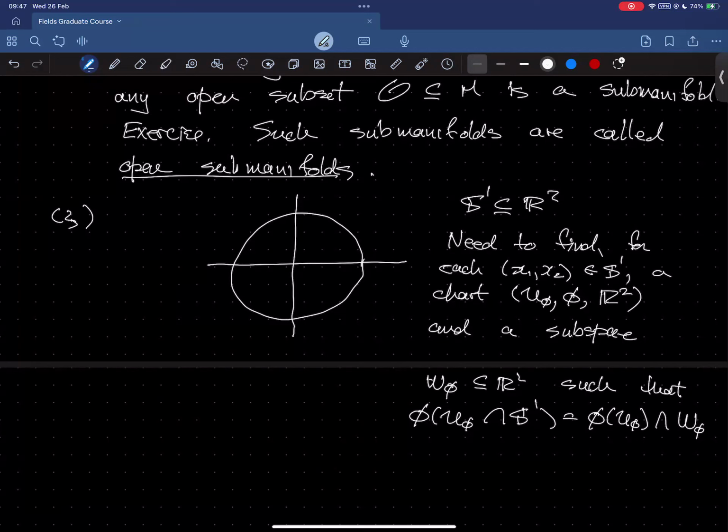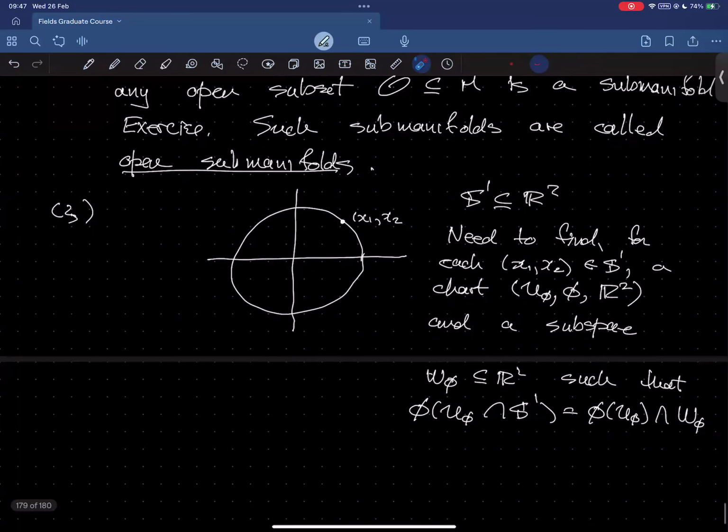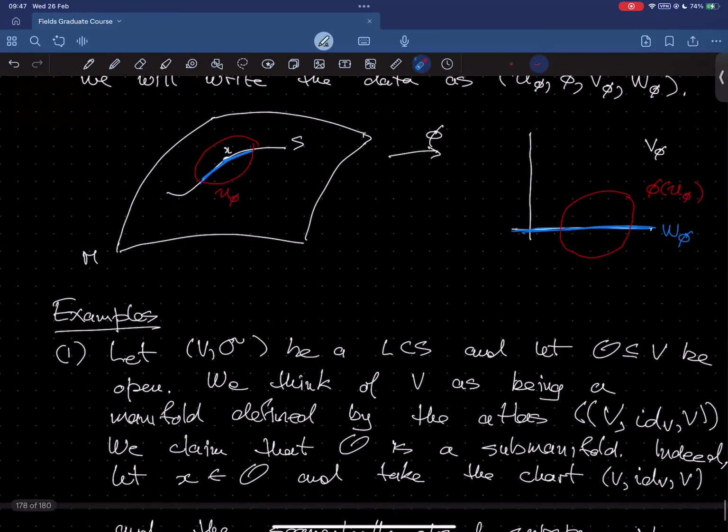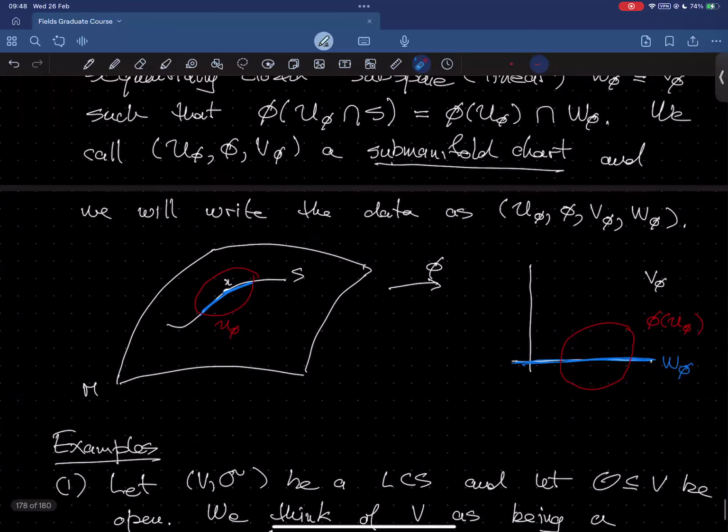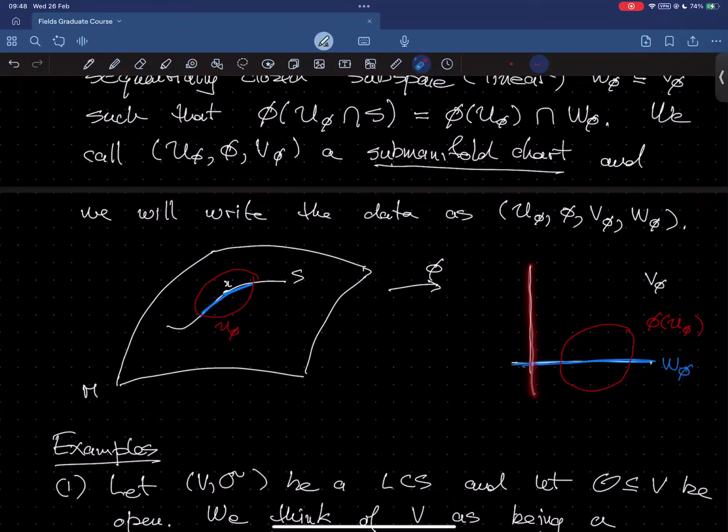All right, so let me just choose a point here, X1, X2. So what do I need to do? I need to find a chart about that point for R2. When you think about what's going on in this picture here, I have this subspace W phi, and I've drawn W phi and kind of drawn this axis here. And that certainly makes sense for R2.